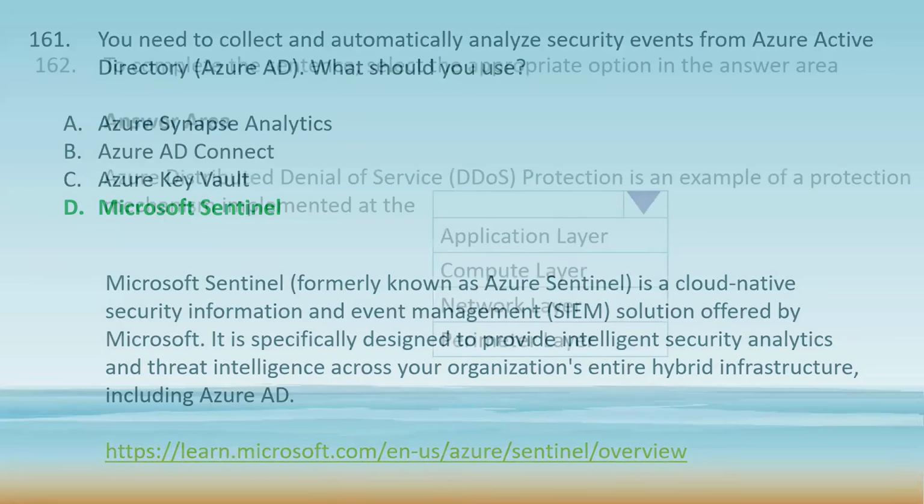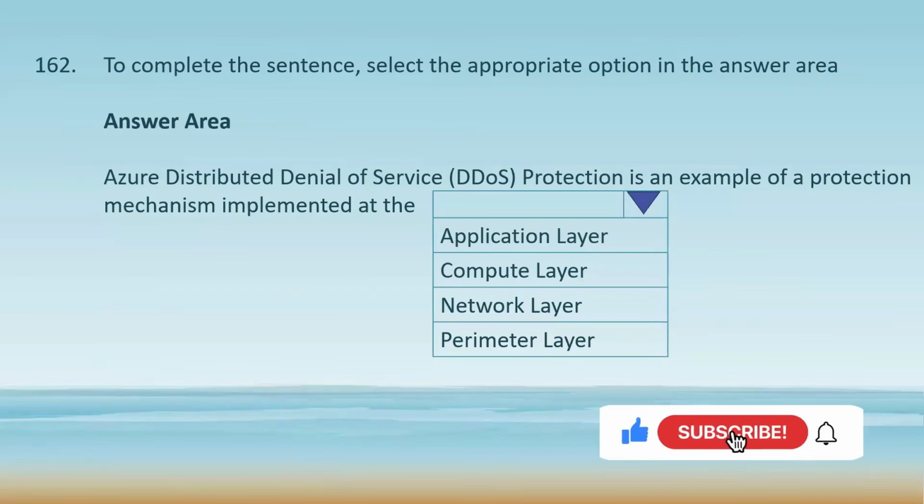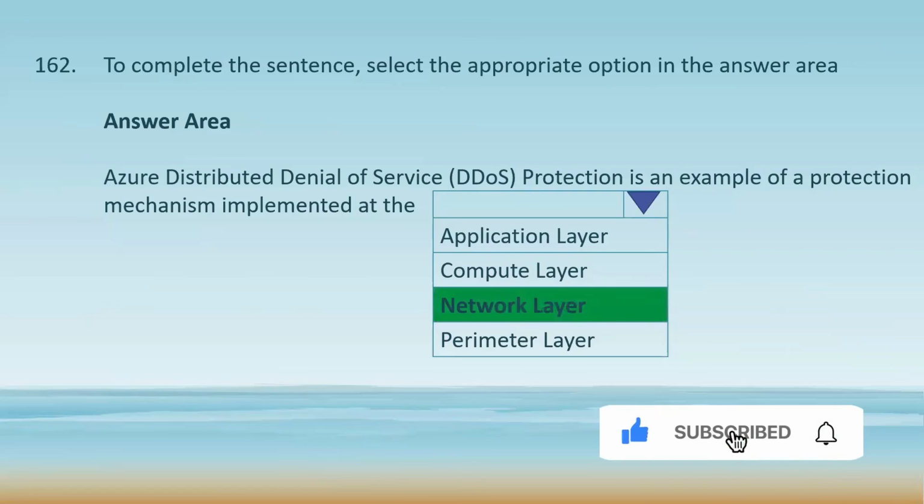Next question. To complete the sentence, select the appropriate option in the answer area. Now, this statement is Azure Distributed Denial of Service Protection, DDoS protection, is an example of a protection mechanism implemented at. So basically, the question is about implementation of distributed denial of service protection, at which layer of OSI model it is implemented. Now, your options are application layer, compute layer, network layer, parameter layer. And the correct answer in this case is network layer.